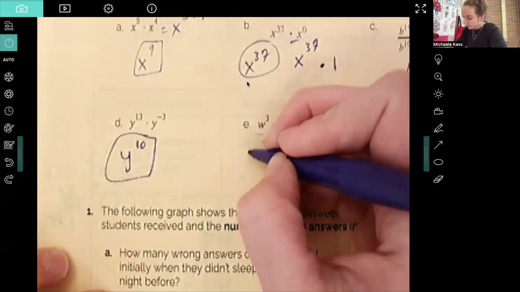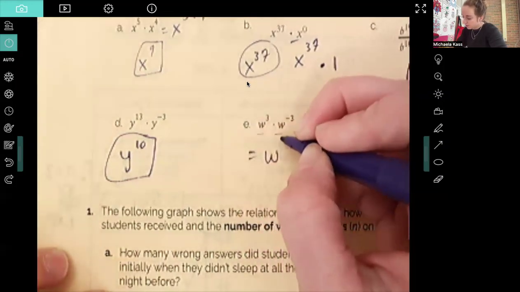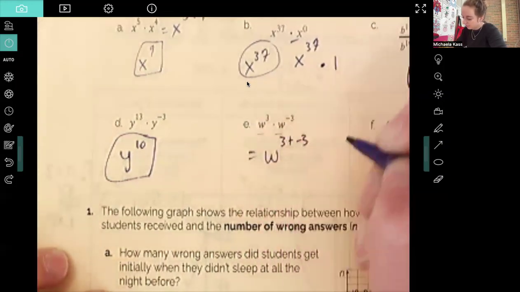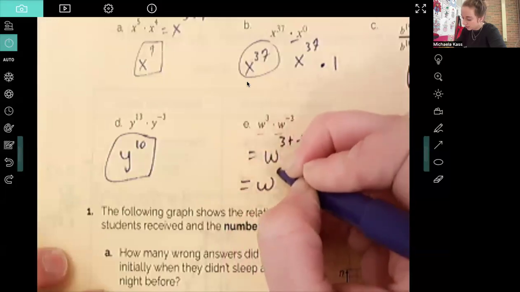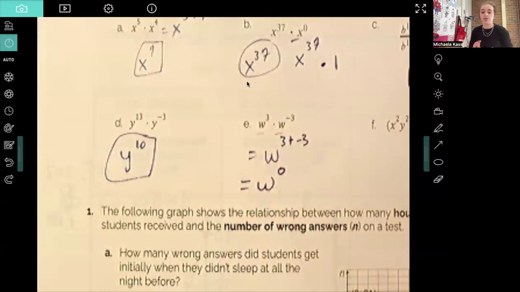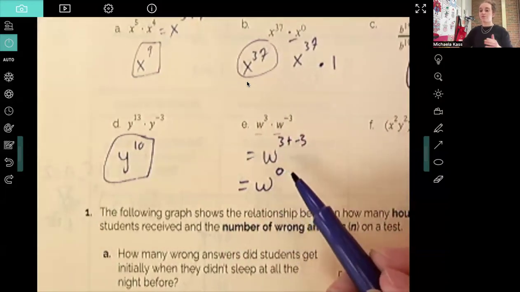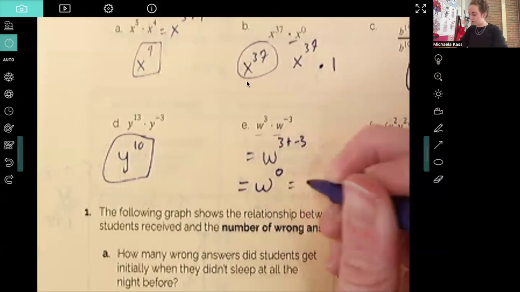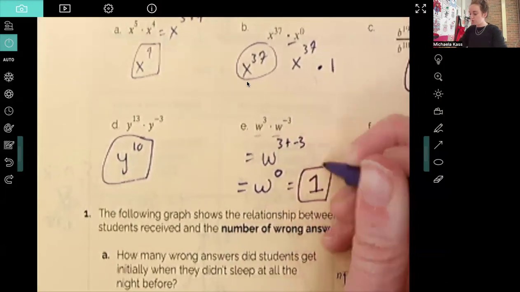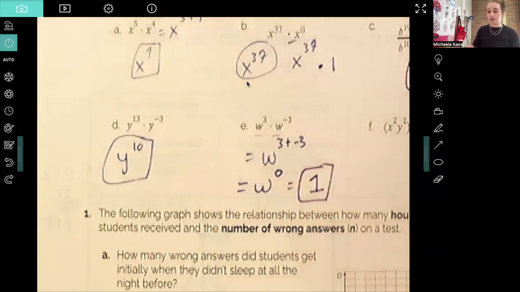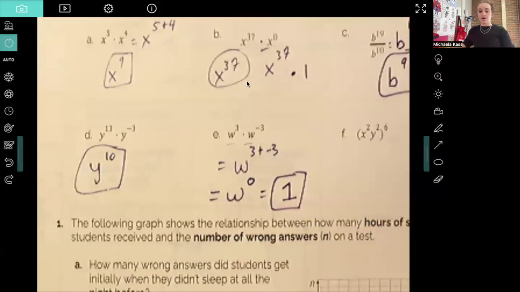This would give us w to the power 3 plus negative 3, which equals w to the 0th power. Yes, you should write that down because we have learned anything to the power of 0 is always equal to 1. So 1 is our answer. That's all. All right, and then F.